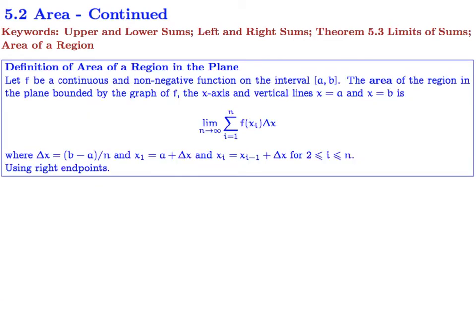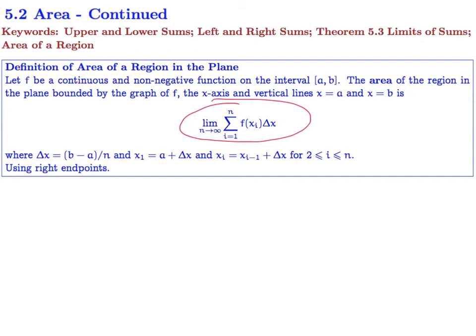So this is so important that we're actually going to make this the definition of the area of a region in the plane. That is, if you have a continuous function, non-negative on an interval, then the area of the region bounded by the graph of f, the x-axis, and the vertical lines x equals a and x equals b is going to be given by finding the limit of this expression you found.